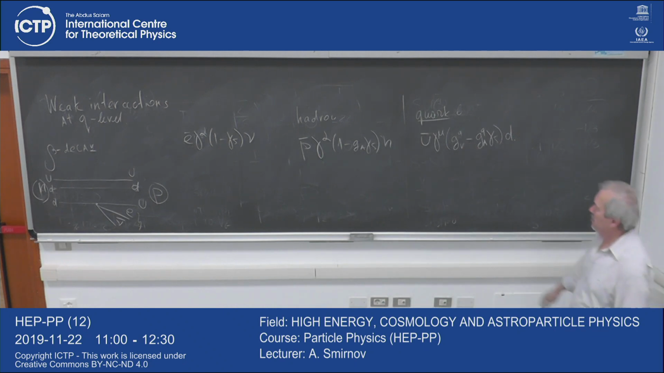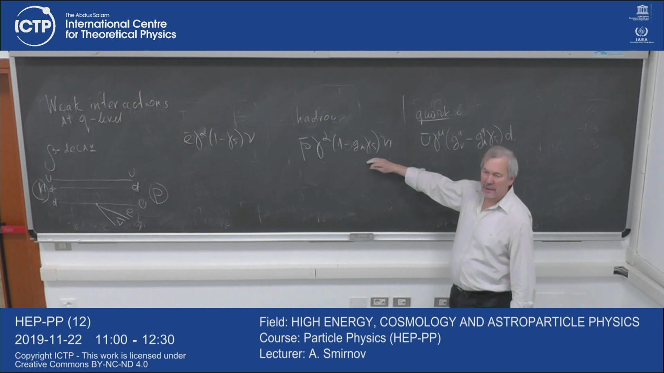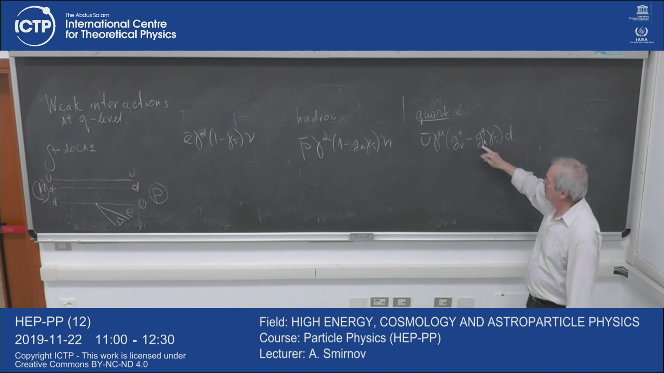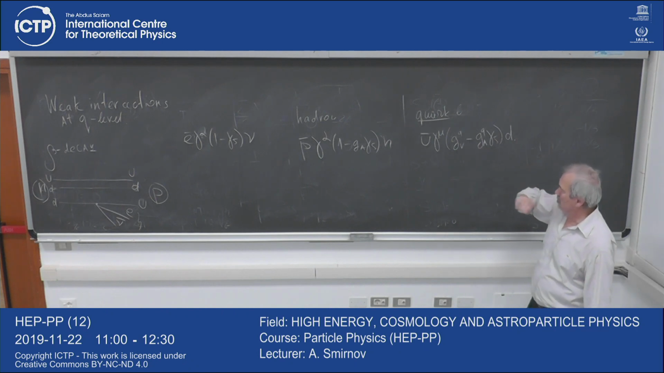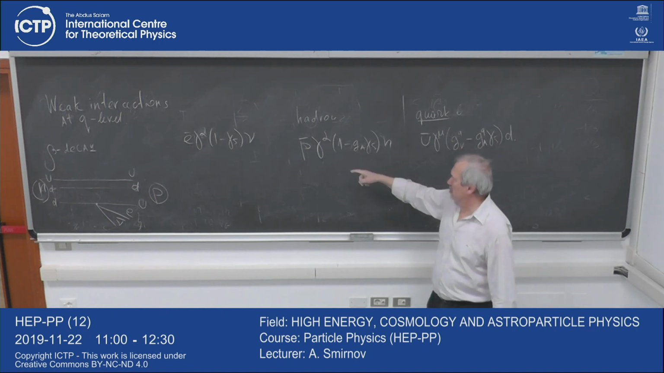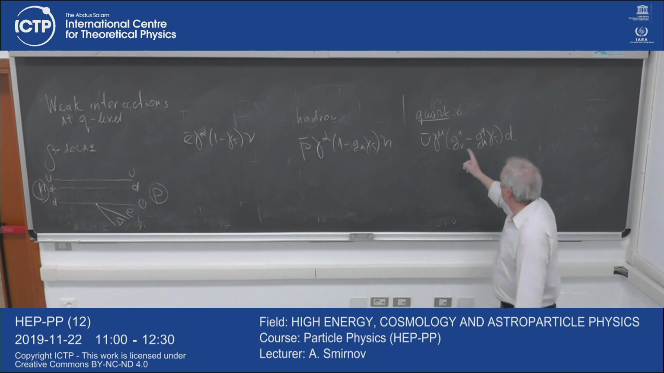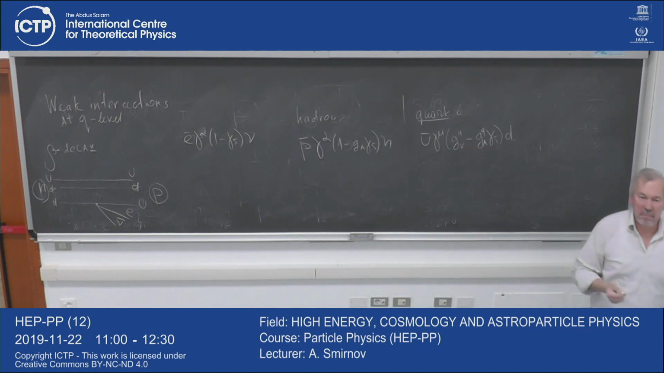So this is what we had at hadron level. And in general, at quark level, we have different constants. Essentially, these are coupling constants, which eventually should be multiplied by G Fermi. But at quark level, these constants in general are different from what we have at hadron level, right?